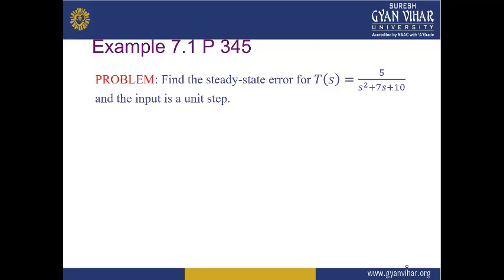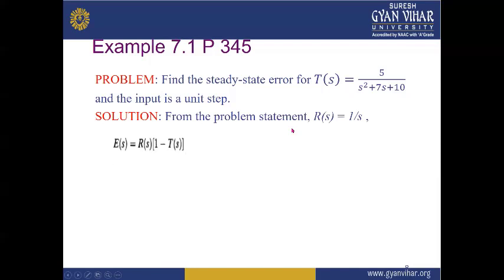The problem has been defined in front of you: you have to find the steady state error for a transfer function 5 upon s square plus 7s plus 10, and the input provided to this system is a unit step. So the solution, from the problem statement: we know that the step input is R(s) equal to 1 upon s.